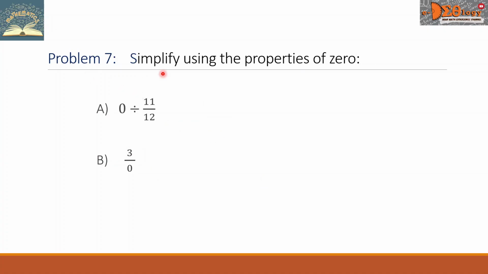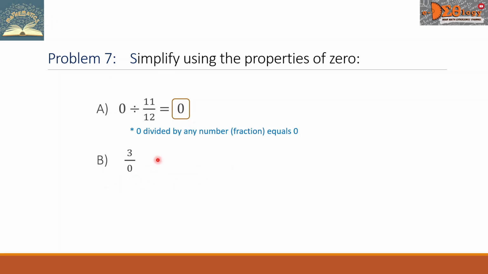Problem 7. Simplify using the properties of 0. Expression A, 0 divided by 11 over 12. Remember that 0 divided by any number, in this case a fraction, equals 0. That means this is equal to 0.